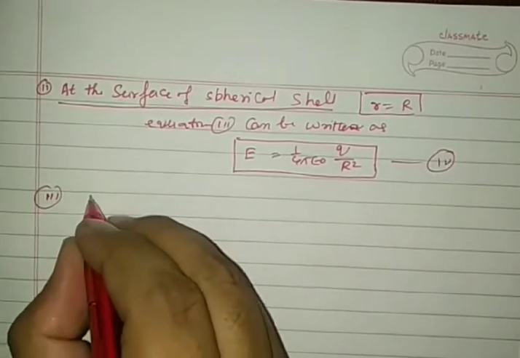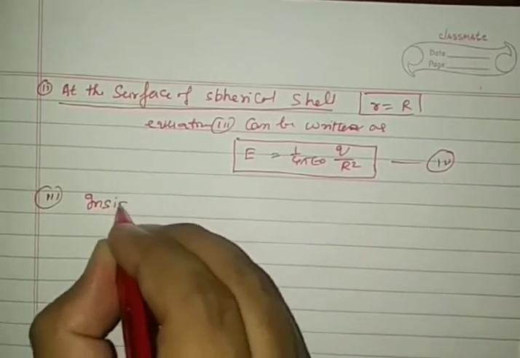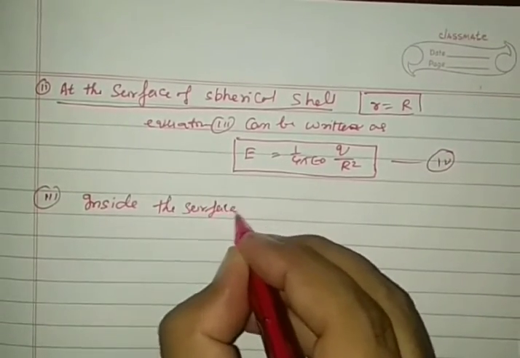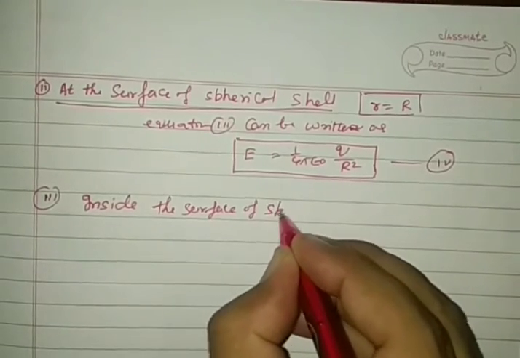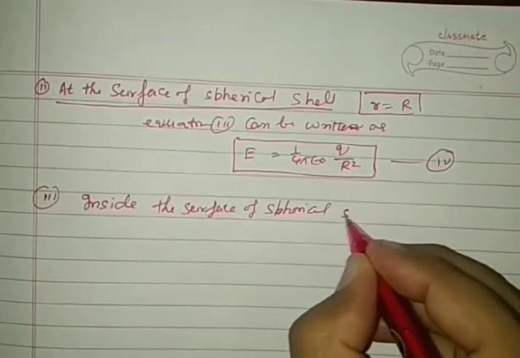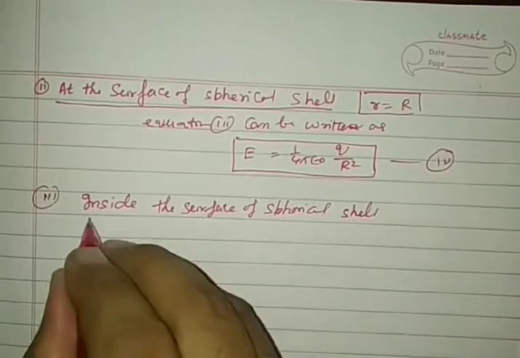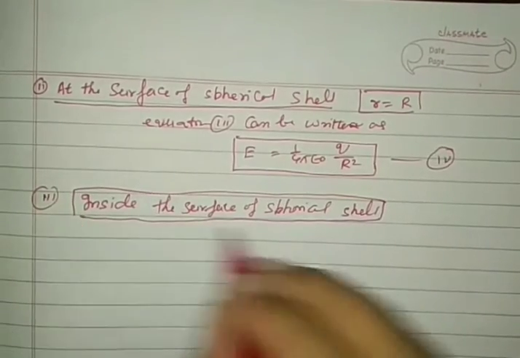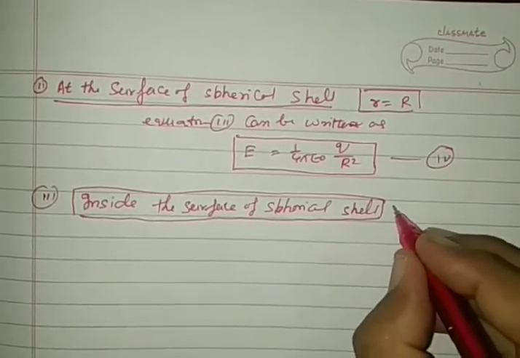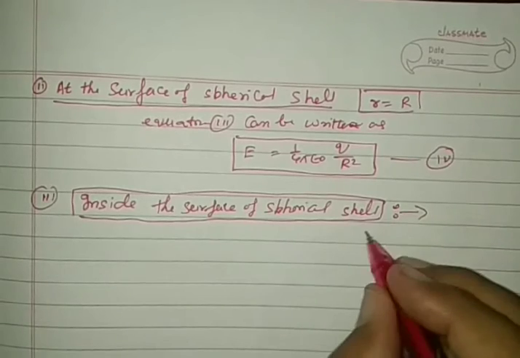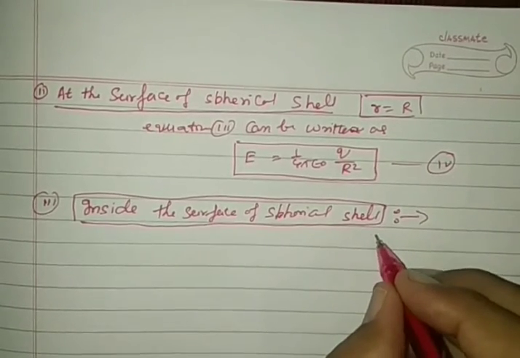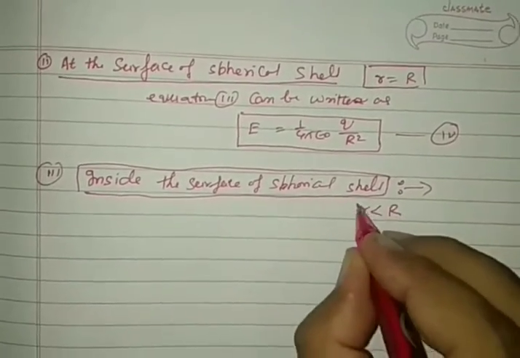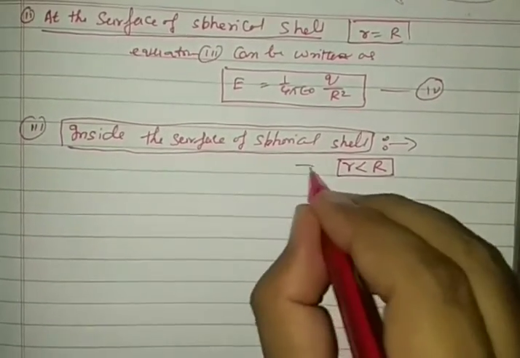Third: inside the surface of a spherical shell. See carefully. This is for the fundamental of it, and this fundamental is much more important here. Capital R is the radius. So here small r is less than capital R.